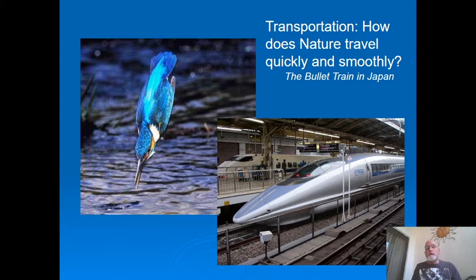bird. So they translated that into this bullet train, and basically they designed the tip of the bullet train such as the beak of the kingfisher, and therefore when the bullet train exited these tunnels, there wouldn't be any buildup of pressure. Therefore, there were no sonic booms. Excellent example of biomimicry.